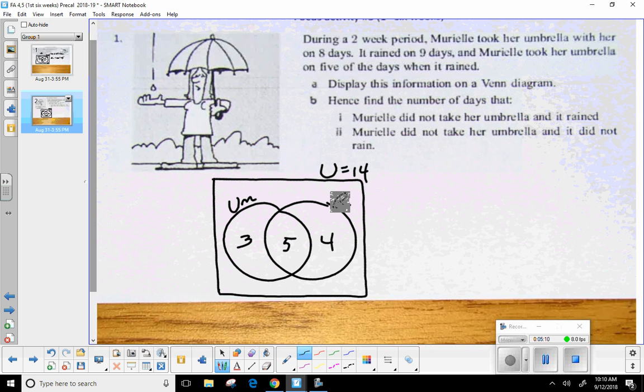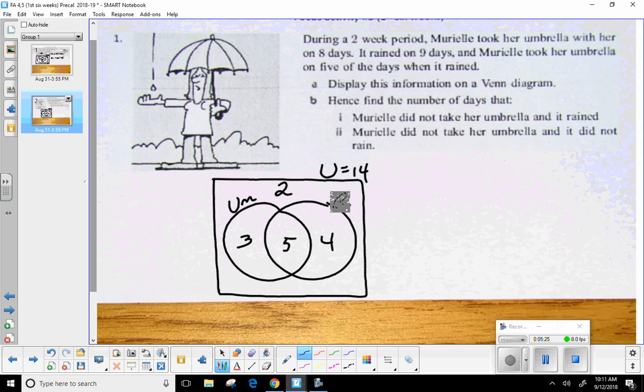There you go. If I add all those, I've only accounted for 12 of the 14 days. So somewhere, outside the sets in the universe, I still need to have a 2 because we got 14 days total. Okay, so that takes care of A.